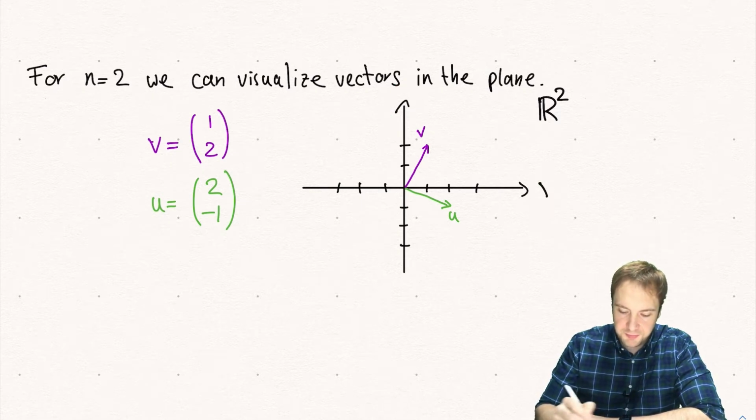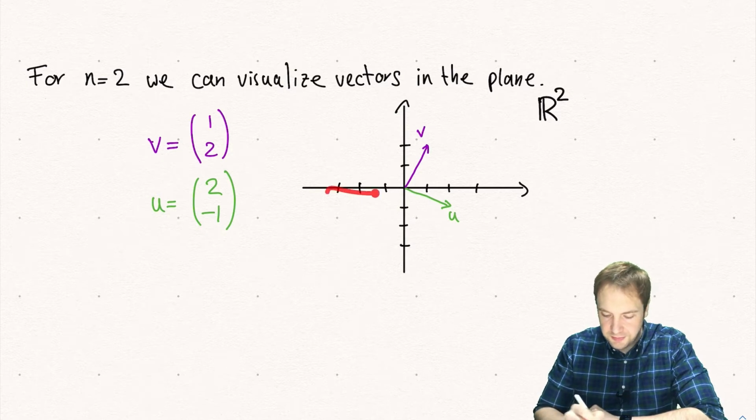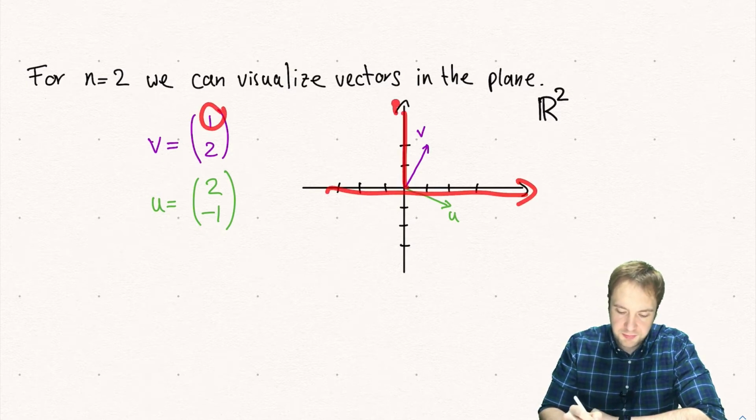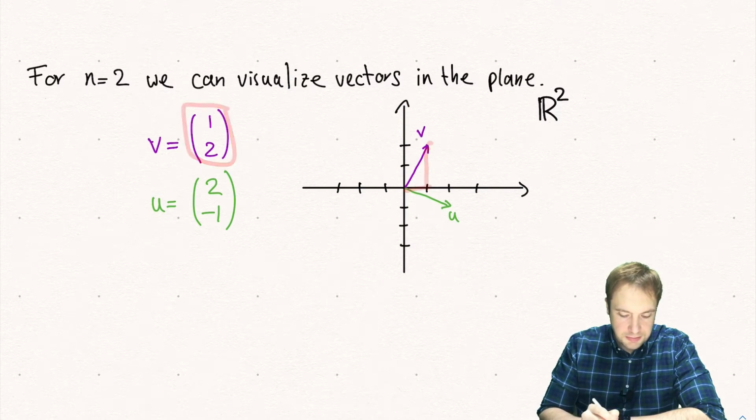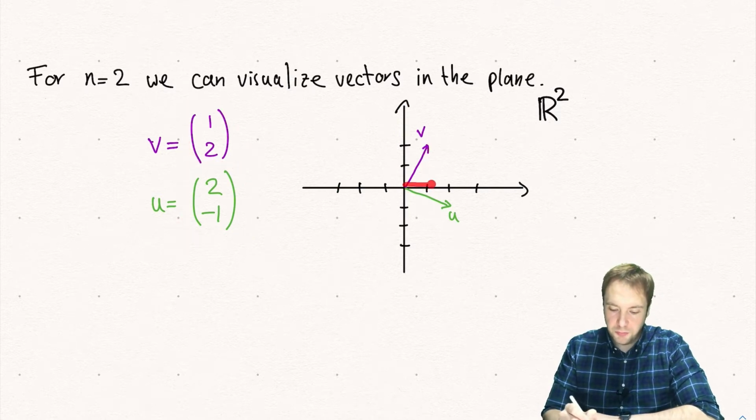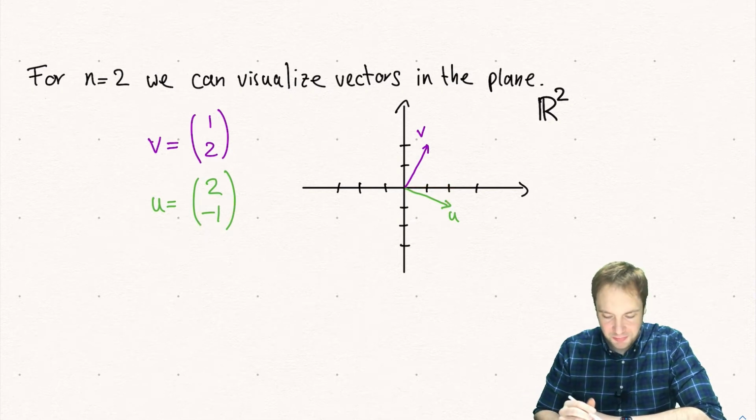And usually here, this axis is the x-axis and this is the y-axis. Maybe I don't write it down, but in this direction usually we mean the first entry and here the second. So for example, this vector here goes 1 to the right and 2 up. And this vector here, u, goes 2 to the right and -1 up, so it goes 1 down.